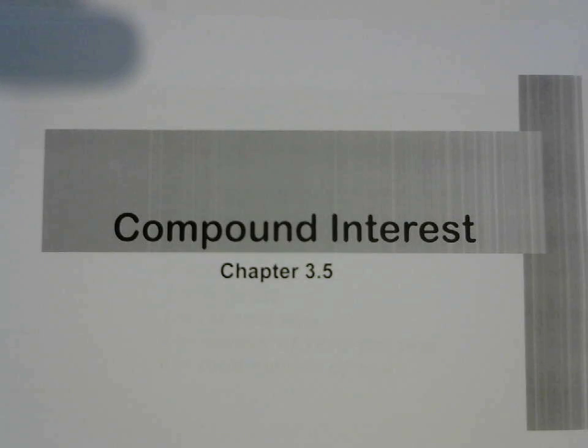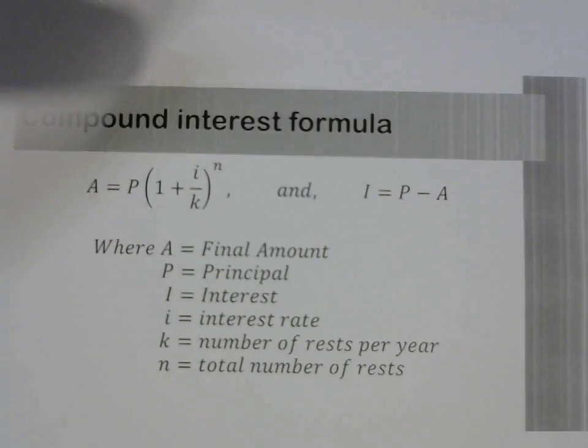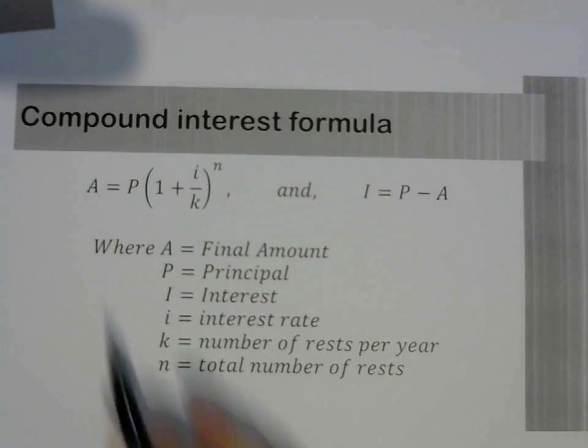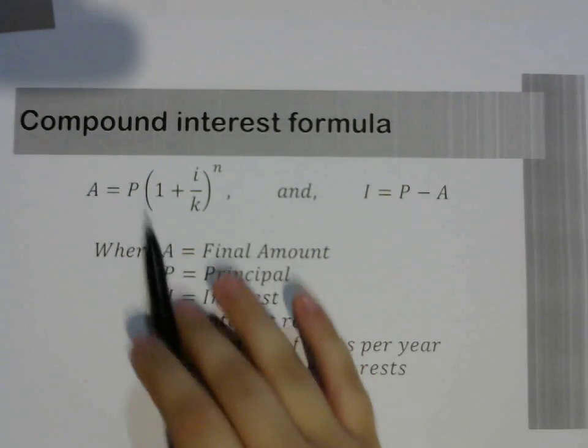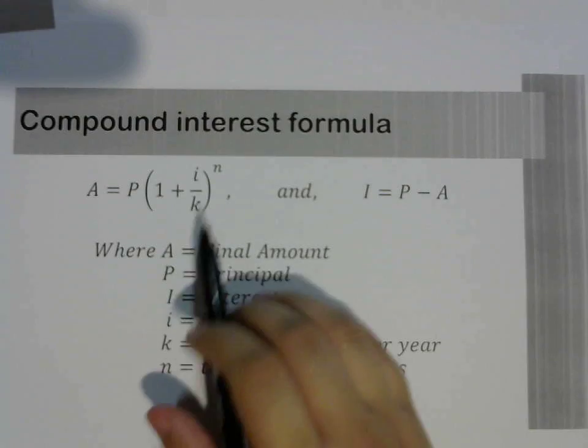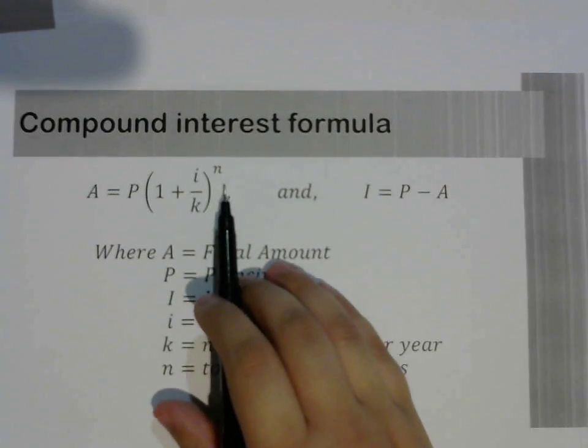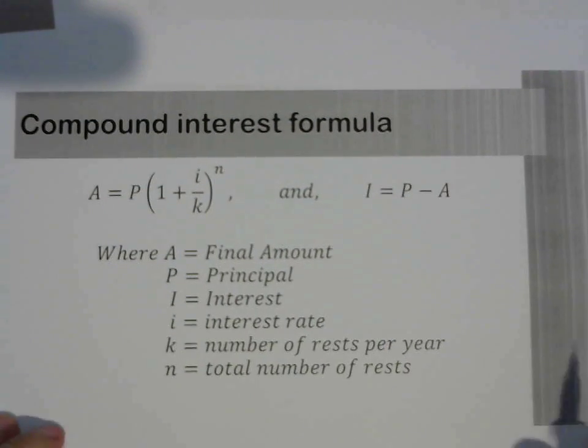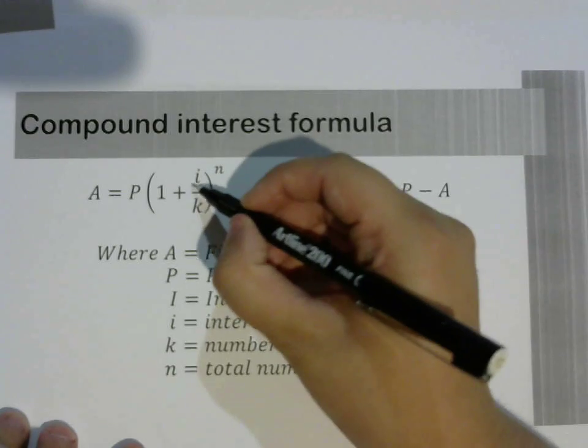In this video I'm going to show you how to rearrange the compound interest formula to determine the interest rate. Here's my compound interest formula. A equals P times open bracket 1 plus I over K, close bracket to the power of N. In this video we're going to rearrange for I.